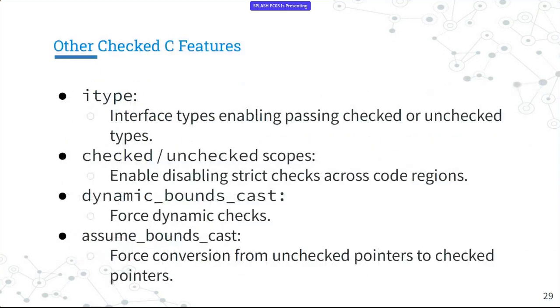Okay. So there are other very good Checked C features that enable Checked C code to be backward compatible with other C code. We have I-types that enable header functions to be called by Checked C code. We have checked and unchecked regions that enable disabling certain checks in certain regions of code. We have dynamic bounds cast and assume bounds cast that force casting to checked pointers from regular C pointers.